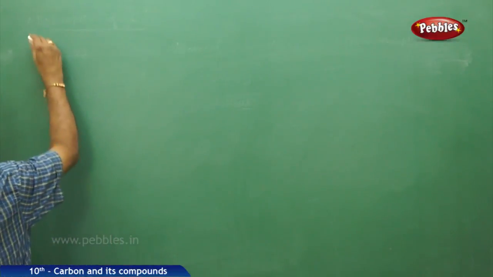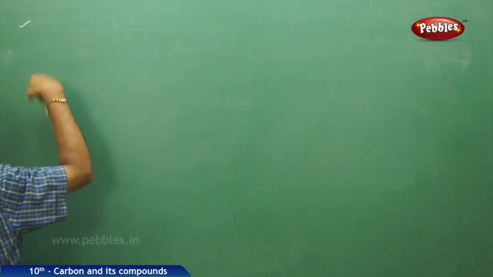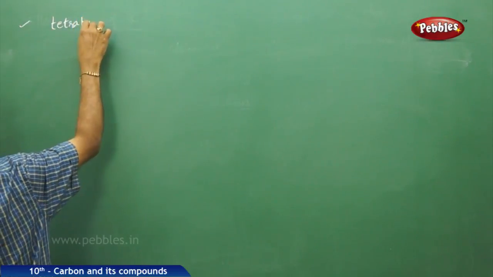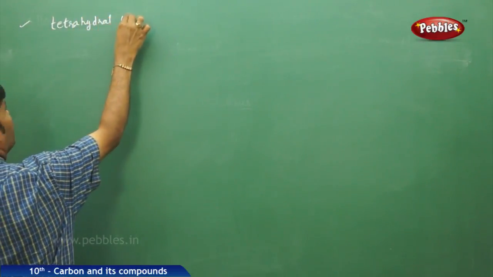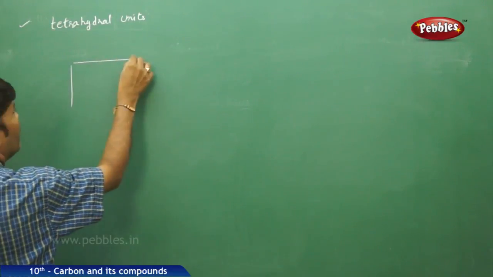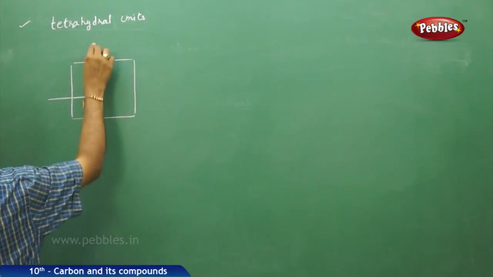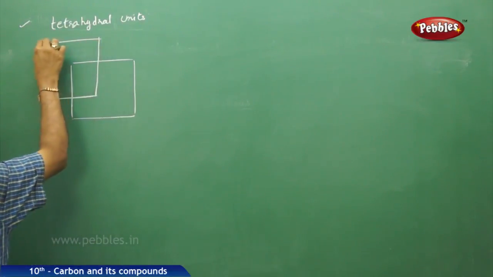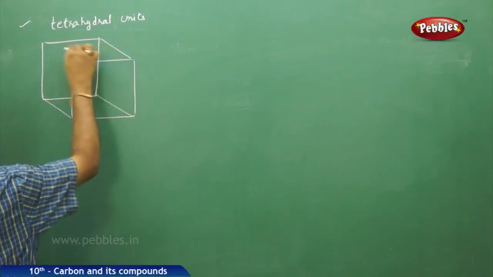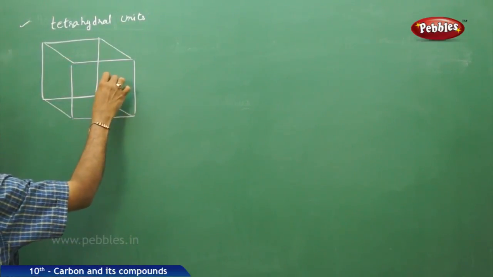If you go for carbon, if you go for diamond, carbon diamond continuation, that is, it has tetrahedral units. These tetrahedral units can be shown in the form of a cubic cell like this. This is the cubic cell. You just mark one tetrahedral link like this.